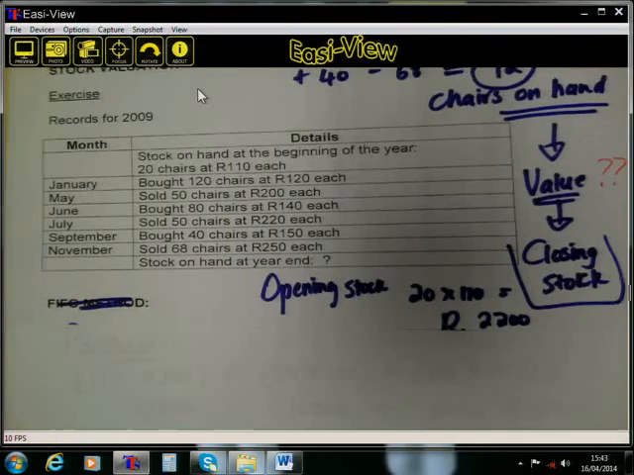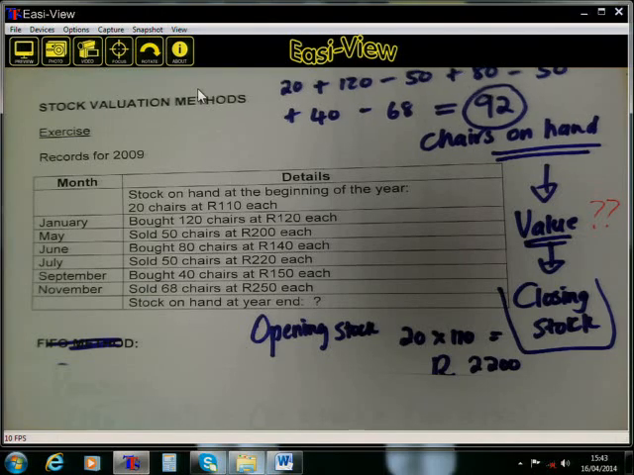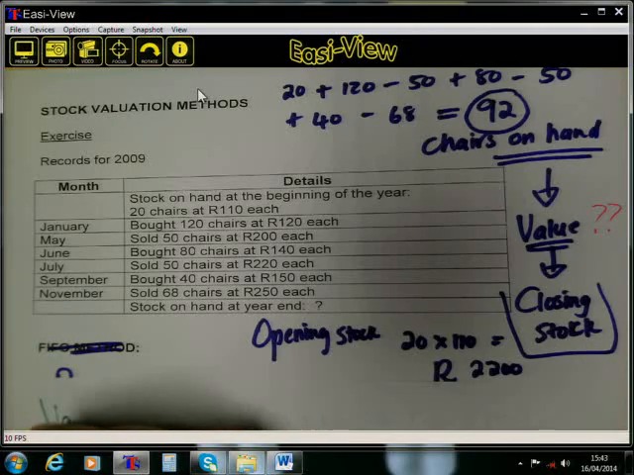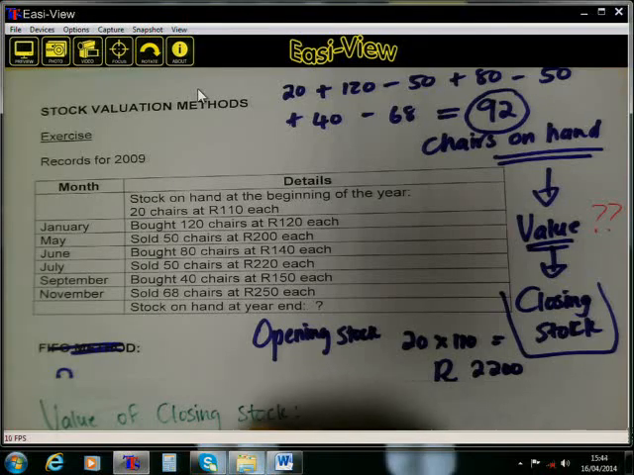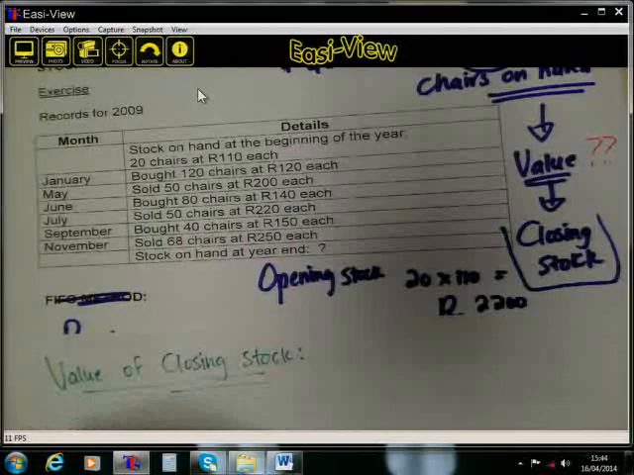We've got 20 chairs in stock on the first day of the year, and then we bought 120 and we sold. The value of the closing stock is the one that we are going to work out according to either FIFO or the weighted average, and I'm going to use FIFO now.